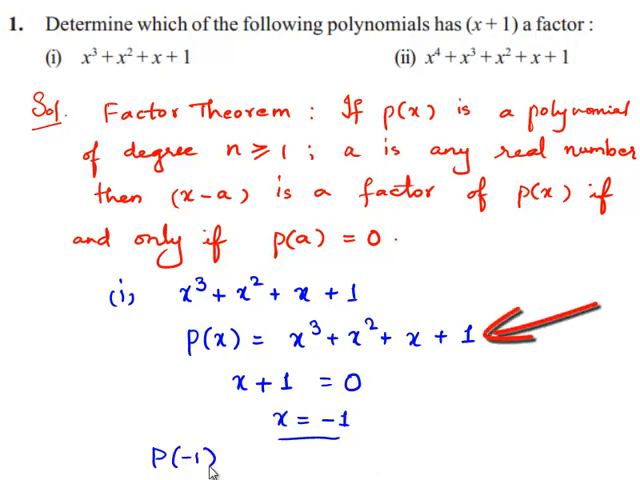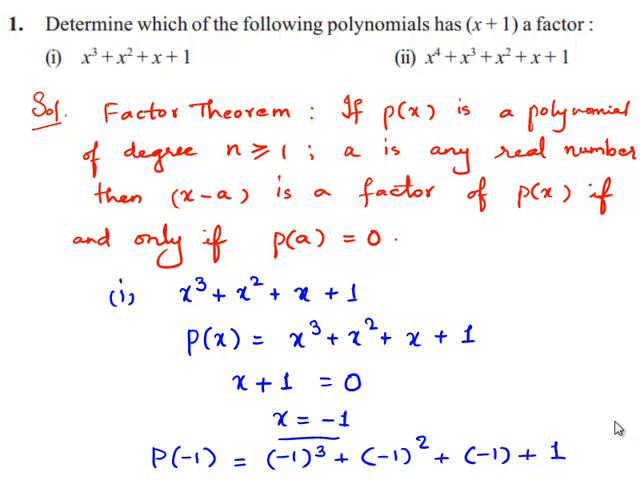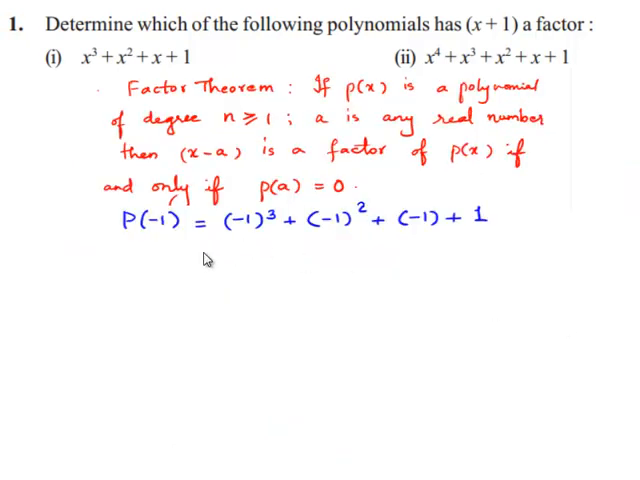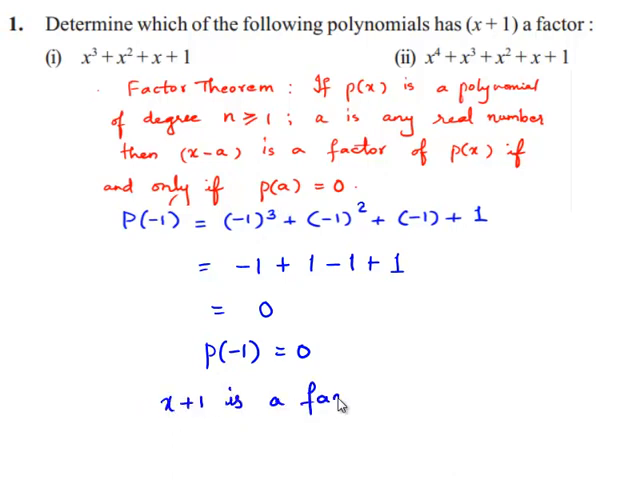We get P of minus 1 is equal to minus 1 whole cube plus minus 1 whole square plus minus 1 plus 1. So we get minus 1 whole cube is minus 1 and minus 1 whole square is 1. This is minus 1 plus 1, which gives 0. That becomes P of minus 1 is equal to 0. By our factor theorem, we can say that x plus 1 is a factor of the polynomial x cubed plus x square plus x plus 1.